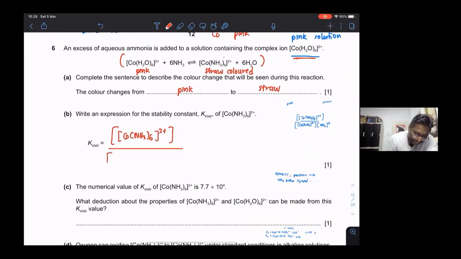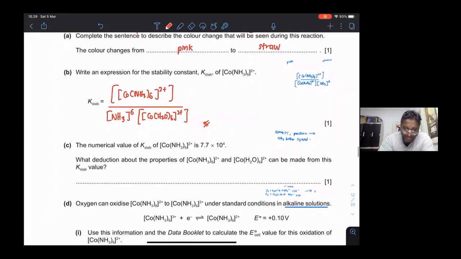So ammonia, I put a bracket to show concentration, to the power of 6, because we follow the equation here. And then we put this one first, [Co(H2O)6]2+, with a big bracket to show concentration, and this is going to be your stability constant. Now the numerical value of K stab is going to be 7.7 times 10 to the power of 4.